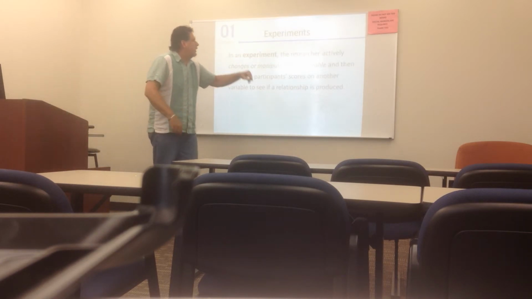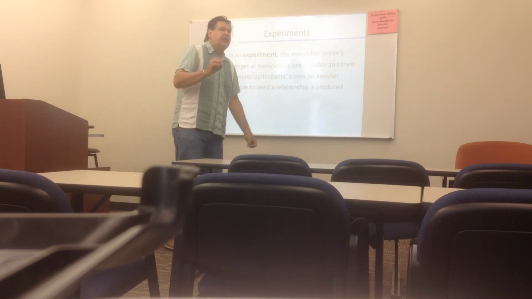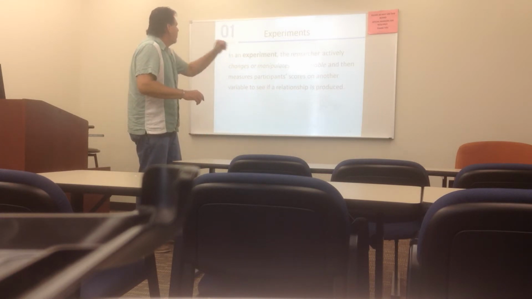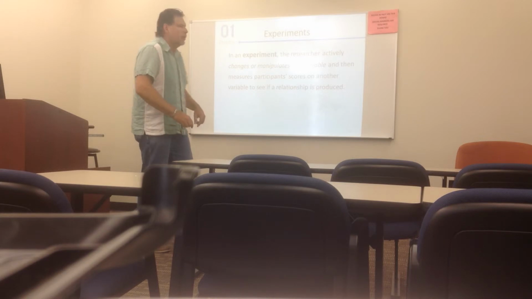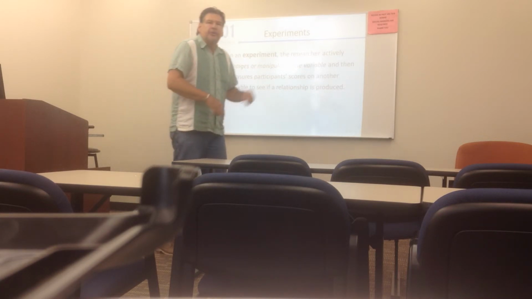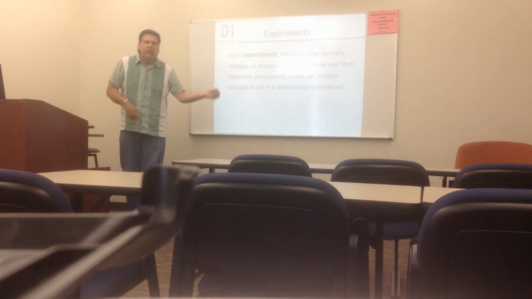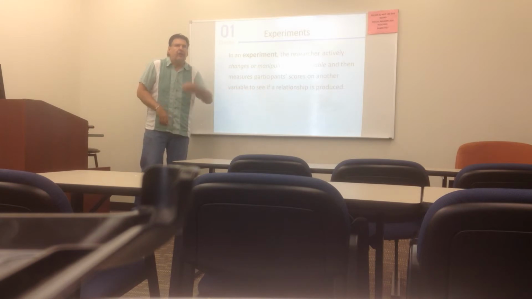In an experiment, the researcher actively changes or manipulates one variable, and that will be the independent variable, and then measures the participant's score on another variable, and that will be the dependent variable, to see if a relationship is produced. That's what we're looking for. Or we're going to be looking for, is there a cause? Did this make a cause to the dependent variable?